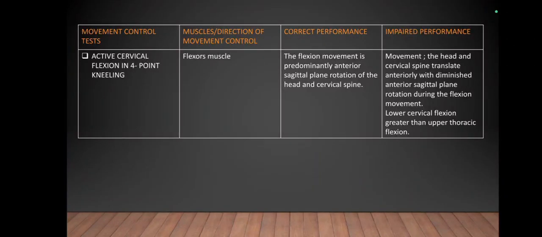Movement control test. Active cervical flexion in 4-point kneeling. Muscle or direction of movement control: flexor muscles. Correct performance. The flexion movement is predominantly anterior sagittal plane rotation of the head and cervical spine. Impaired performance. The head and cervical spine translate anteriorly with diminished anterior sagittal plane rotation during the flexion movement. Lower cervical flexion greater than upper thoracic flexion.